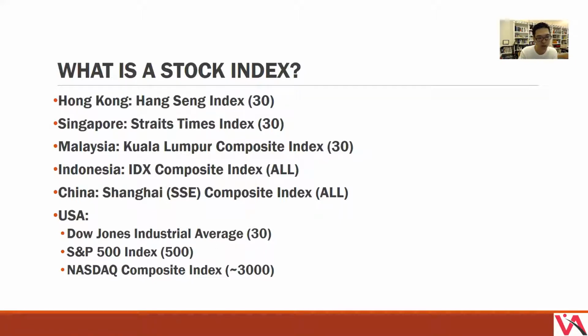In the US, you have all these different types of indexes as well. Some of the more common ones are the Dow Jones, the S&P 500, and the NASDAQ Composite.